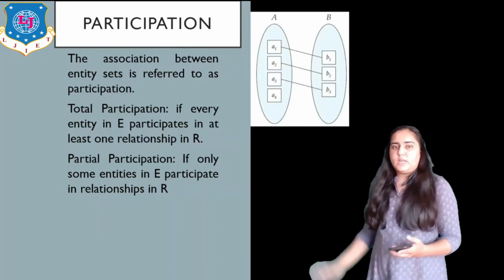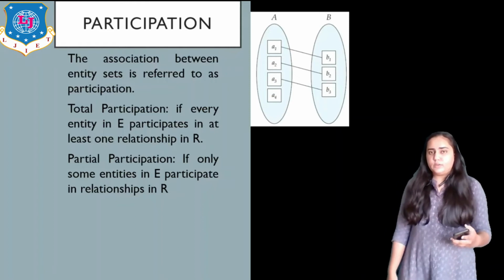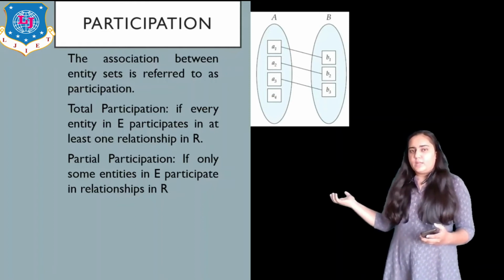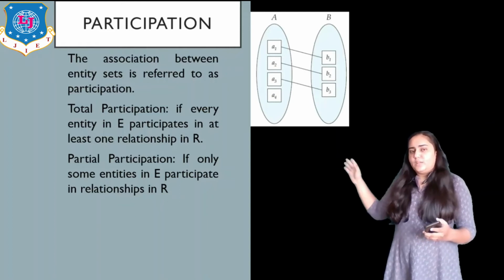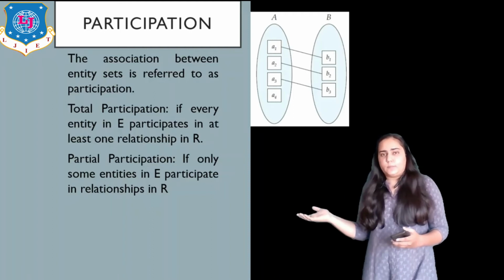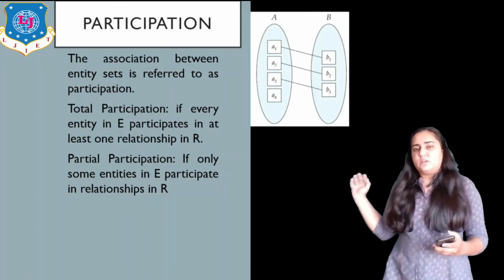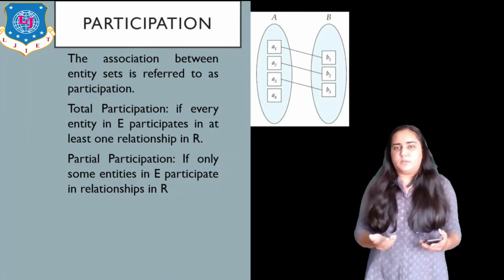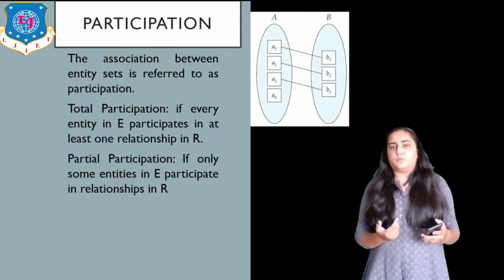Now, look at this diagram. Here, if you look at A, there is only one thing that is not connected. A1, 2, and 3 are connected with something, but A4 is not connected. So you can say that A is having a partial participation in relationship with B.